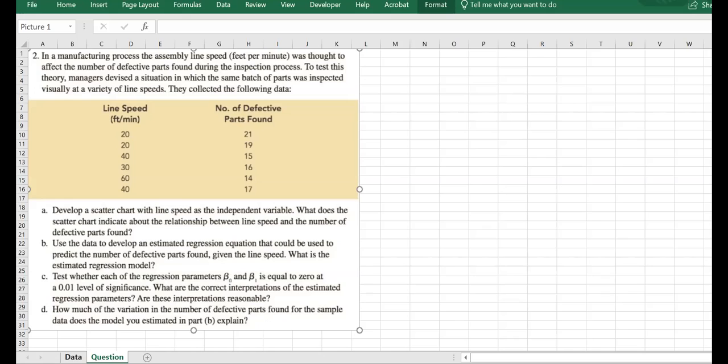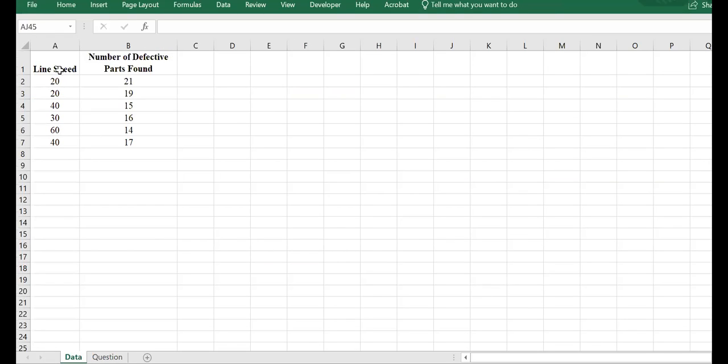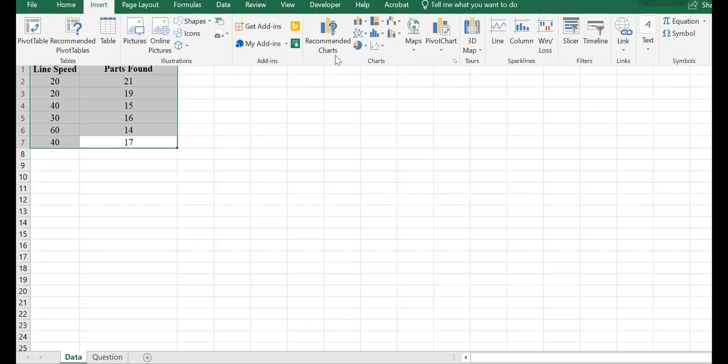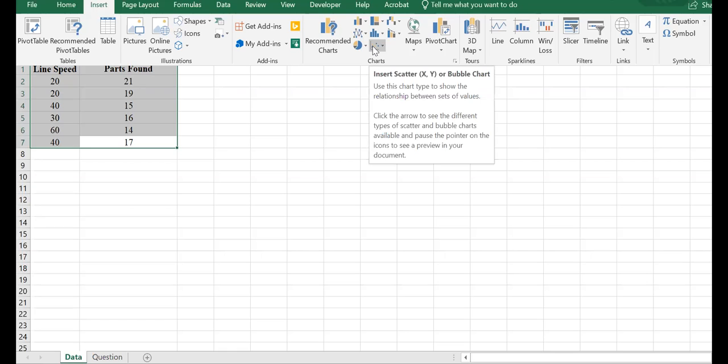So we're going to do them one by one. I'm going to start with a scatter chart. For the scatter chart, I just need to make sure that the independent variable, the predictor, is in the first column, which is the case here. So the line speed is going to be X, Y. That's by default how Excel is going to create the scatter chart. It's going to put the first column on the horizontal axis.